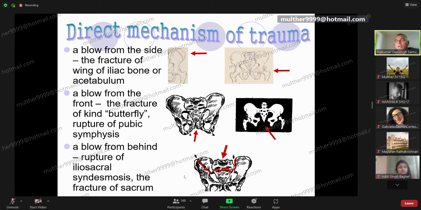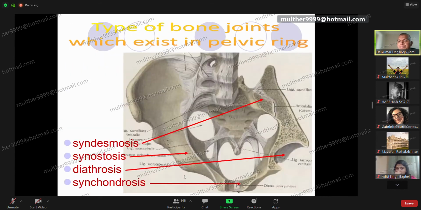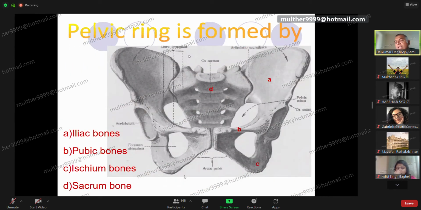As you know, the mechanism of trauma is very important. If you know the mechanism of trauma, we can think where the problem would have happened. We can try to analyze what bone could have been damaged. Next, we have to tell whether it is a stable fracture of the pelvis or an unstable fracture of the pelvis. This is one more very important factor, because our treatment entirely differs on this fundamental basis.